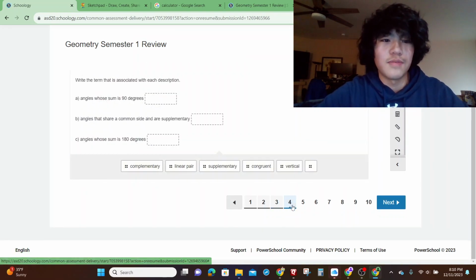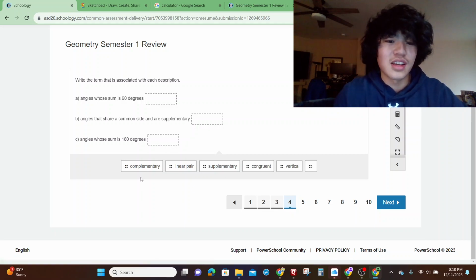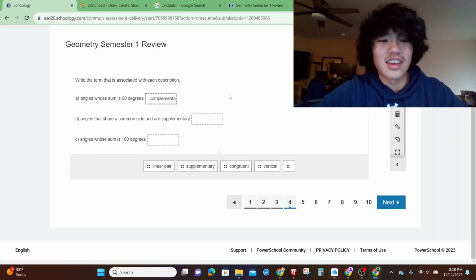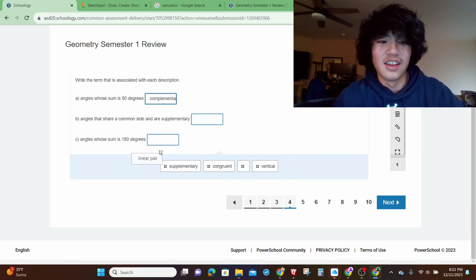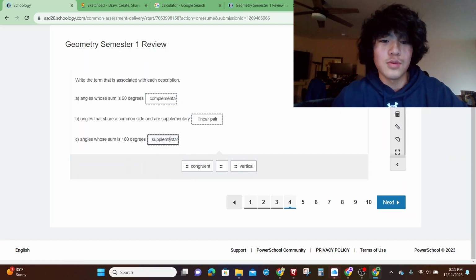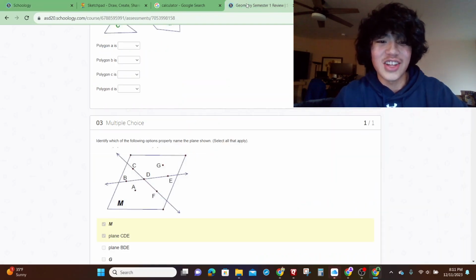Alright, let's move on. Write the term that is associated with each description. Angles whose sum is 90 degrees. That would be complementary. And let's look at B. Angles that share a common side and are supplementary. That would be vertical. No. Linear pair. Wait. 1 second. Let's check on our work.